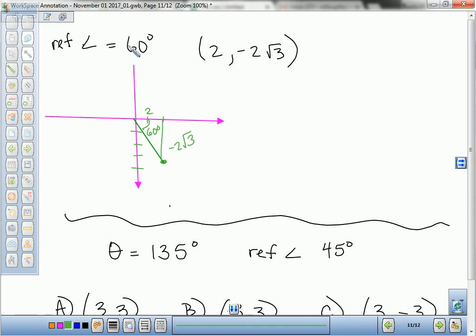I didn't even have to tell you this, because we should get to the point where we're recognizing our 30, 60, 90s. So if this is 2, this is negative 2 roots of 3, what would the hypotenuse or the radius be? 4. Okay? Not negative. So, what would sine of theta be? Y over the hypotenuse: negative 2 root 3 over 4, which is negative root 3 over 2.